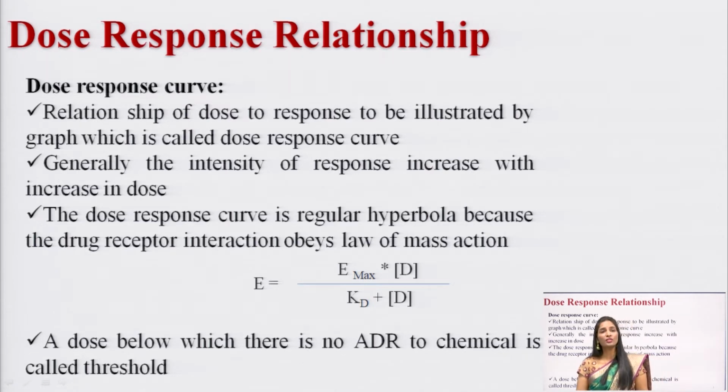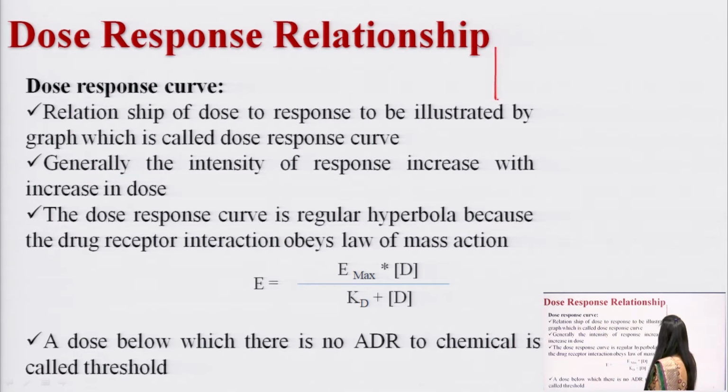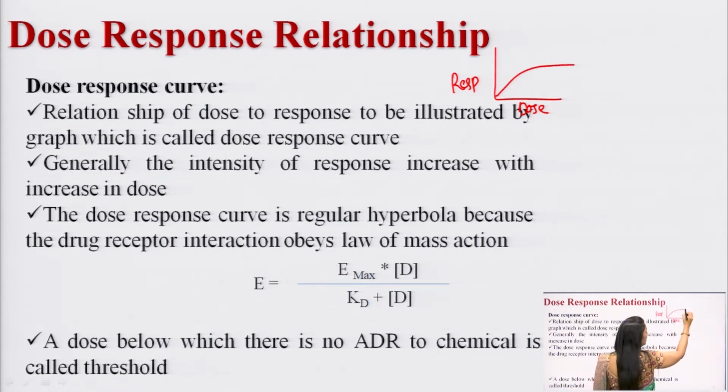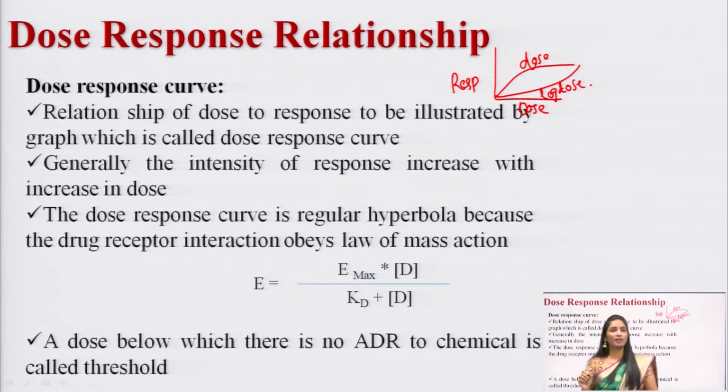So, here the dose response curve is a regular hyperbola. Why is it a regular hyperbola? Because it obeys the law of mass action. Look at this graph. If the relationship of a dose to its response is illustrated in a graph, it is called a dose response curve. Here on the x axis I am taking the dose, on the y axis the response. As the dose increases, the response also increases, right. If I use the log dose, it will look like this. This is the log dose. So, this is the curve; the dose response curve is a regular hyperbola because it obeys mass action.